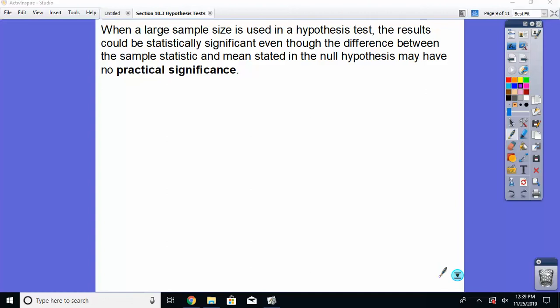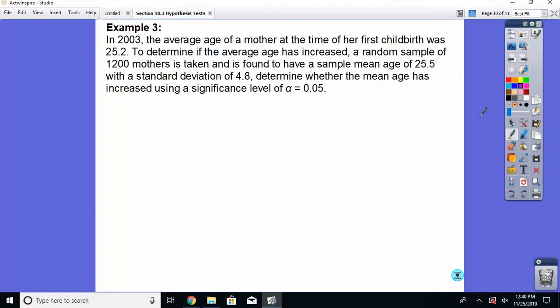So I wanted to show you an example where that happened, and this will kind of refresh how we do this one. The last example we did Friday, I did both by hand and on the calculator, so this one I'm probably just going to do on the calculator. So in 2003, the average age of a mother at the time of her first childbirth was 25.2. To determine if that has increased, a random sample of 1,200 mothers is taken and is found to have a sample mean age of 25.5 with standard deviation 4.8. Determine whether the mean has increased using alpha equals 0.05.